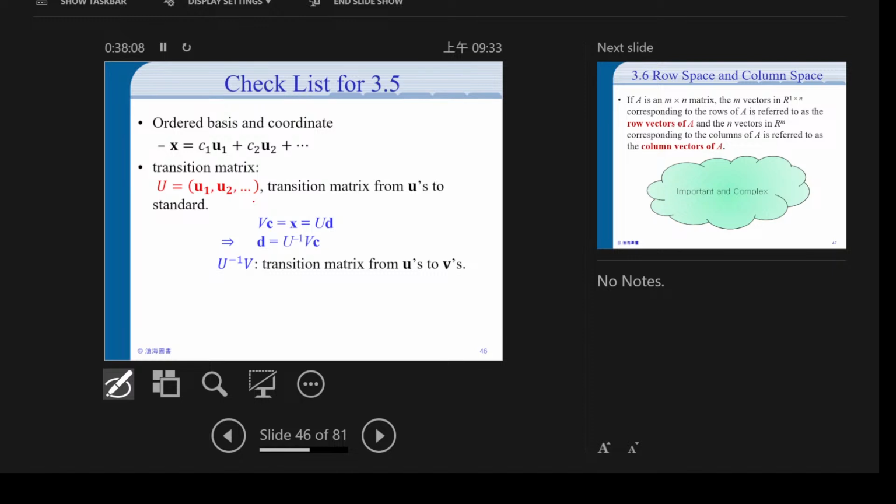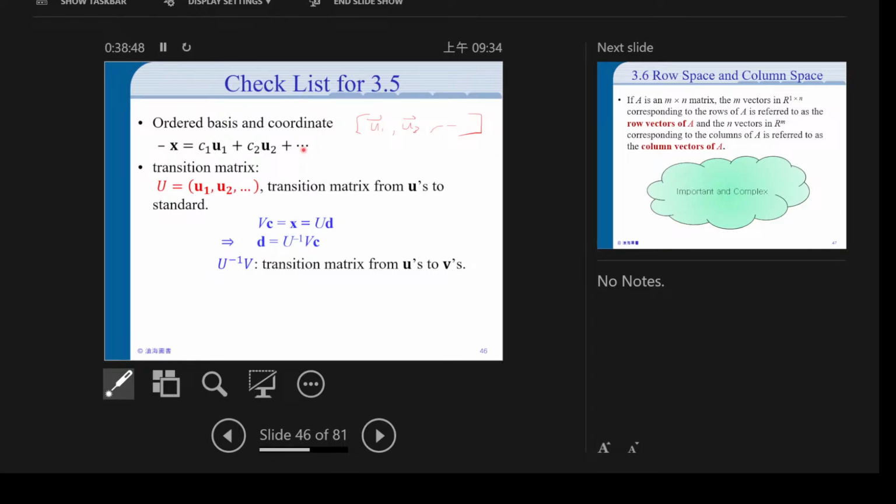So here we talk about ordered bases and coordinates. We have some ordered basis, with this notation, curly brackets, u1 and u2, etc. And then we have coordinates c1, c2, c3, etc. Whenever you have some vector x, you can write it as a linear combination of your ordered basis, and the coefficients of that linear combination, those scalars c1, c2, etc., are your coordinates.